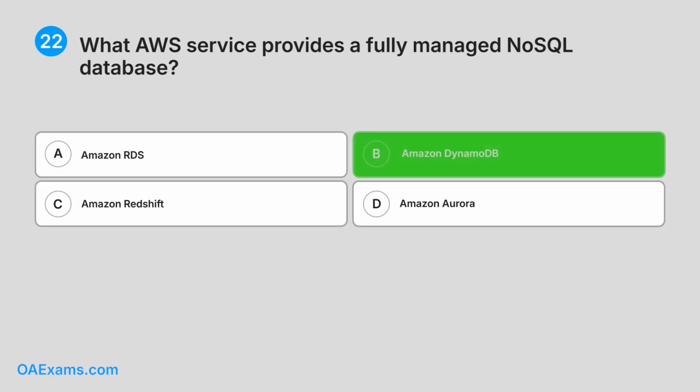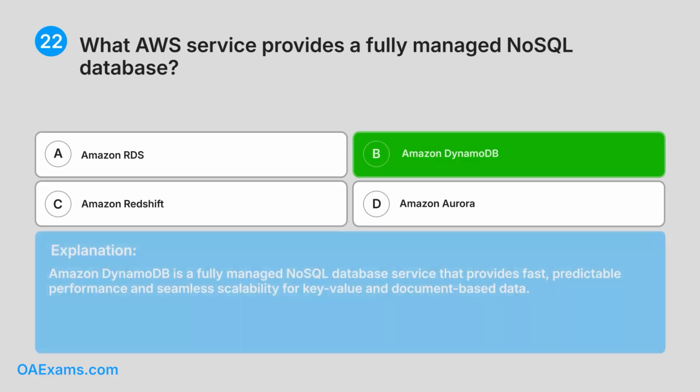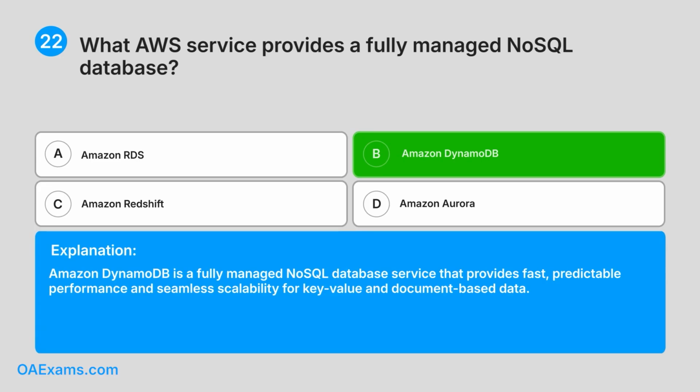Correct answer, B. Explanation: Amazon DynamoDB is a fully managed NoSQL database service that provides fast, predictable performance and seamless scalability for key-value and document-based data.